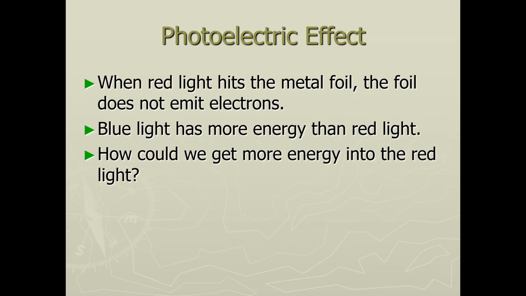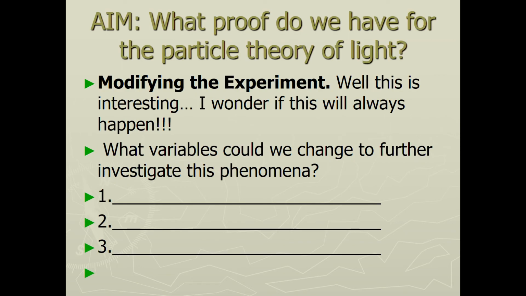So now we're going to modify the experiment just a little bit, just like Einstein would have if he were doing this. And I want you to think of 3 things that we could change to get maybe more energy into that red photon. Okay, so think of 3 possible things we could do to modify the experiment to see if the results change or what's going to happen. All right, so go ahead and give that a try. Write those thoughts down in the Google Doc.